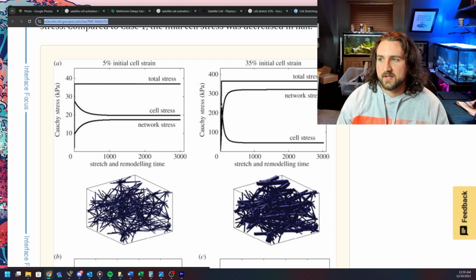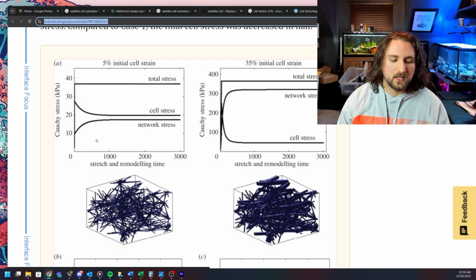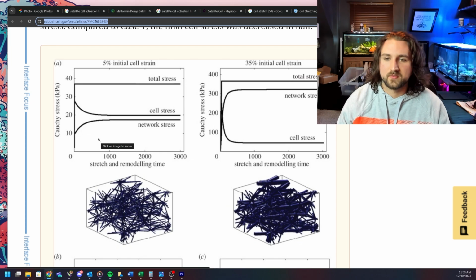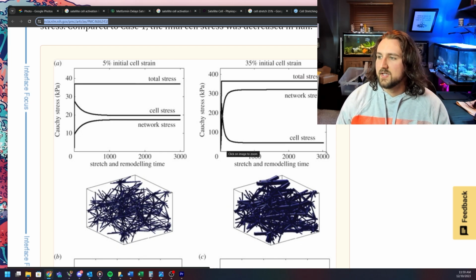The cell stress immediately spikes and then immediately comes down, while the network stress comes in and handles the brunt of the workload. So there is probably a limit to how much strain the cells themselves can take, while this network, the collagen, will continuously take more and more stress.